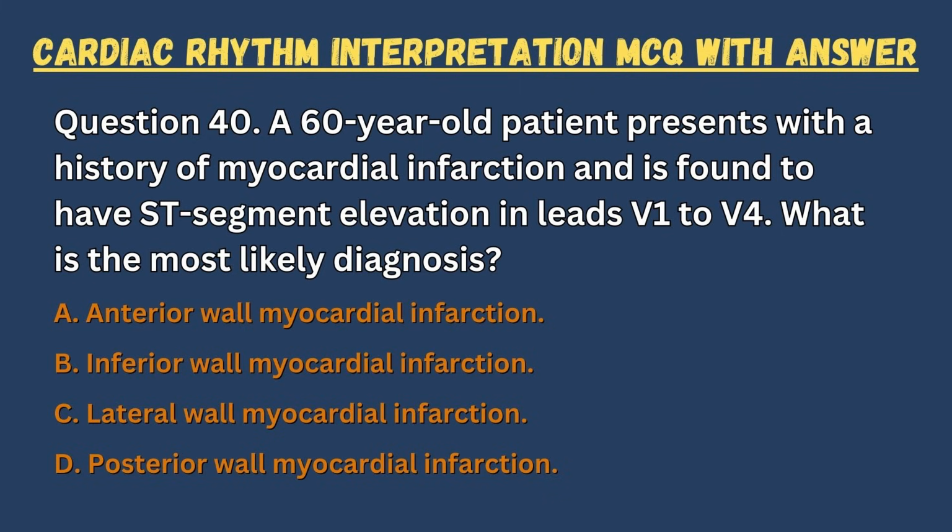Question 40. A 60-year-old patient presents with a history of myocardial infarction and is found to have ST segment elevation in leads V1 to V4. What is the most likely diagnosis? A. Anterior wall myocardial infarction. B. Inferior wall myocardial infarction. C. Lateral wall myocardial infarction. D. Posterior wall myocardial infarction.